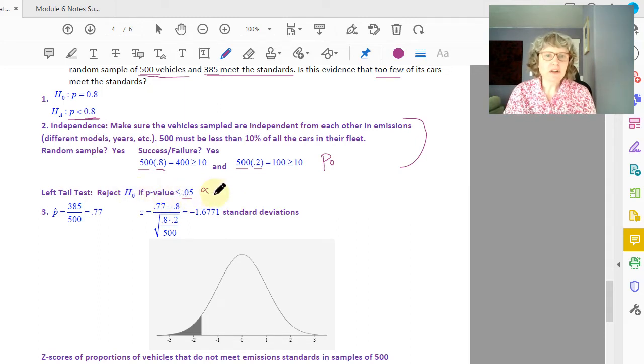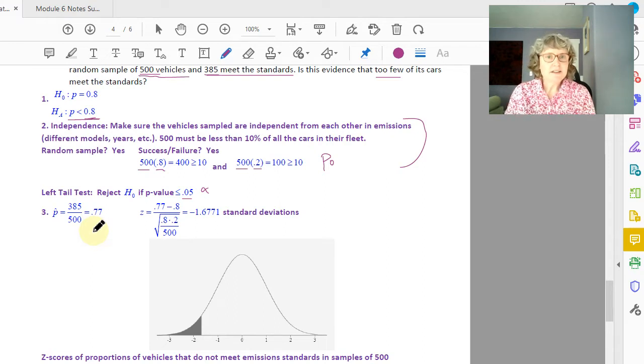So small is significant. If our p-value is less than alpha, our significance level, then we reject the null. So let's calculate our p-hat. This comes from our data, and that is 385 out of 500 meet the standards. So we have 77% meeting the standards. Now that is less than 80%.